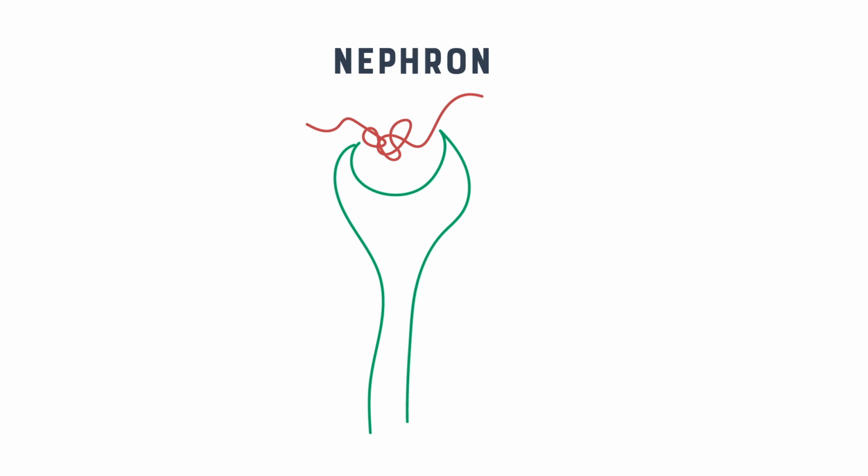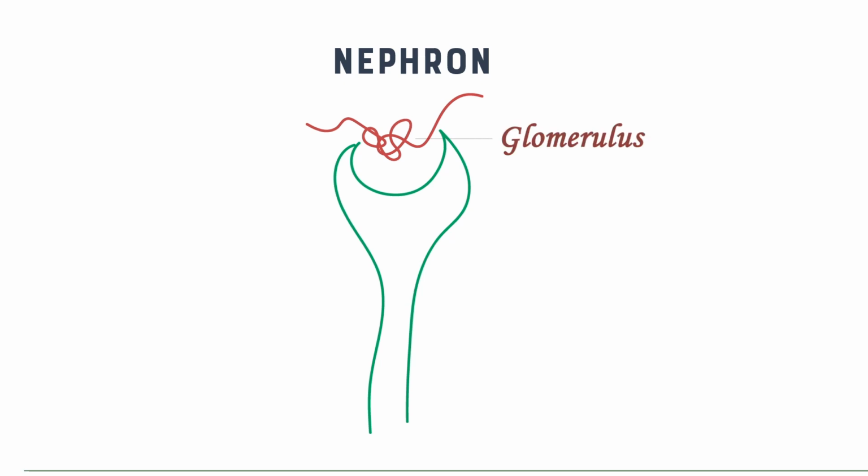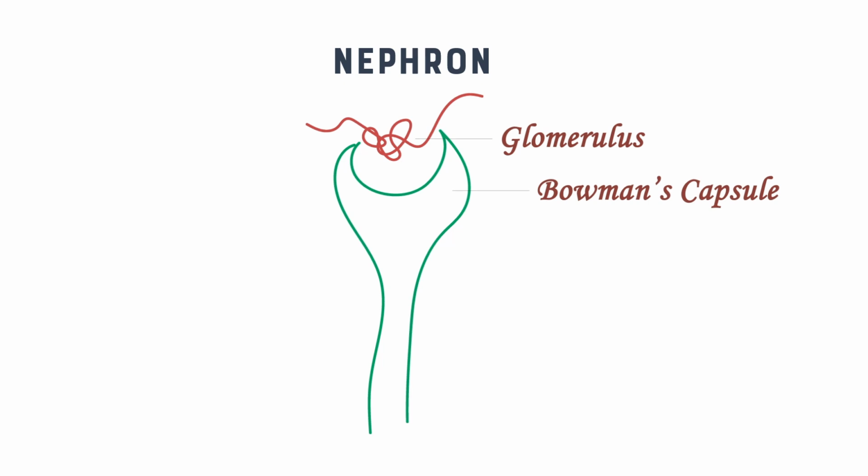So the first thing, the thing which looks red like a ribbon, that ribbon is the tuft of capillaries, and it is called the glomerulus. Now below the glomerulus, there is a cup-like structure, and this structure is called the Bowman's capsule. And below the Bowman's capsule, we have a long slender thing which is called the renal tubule.